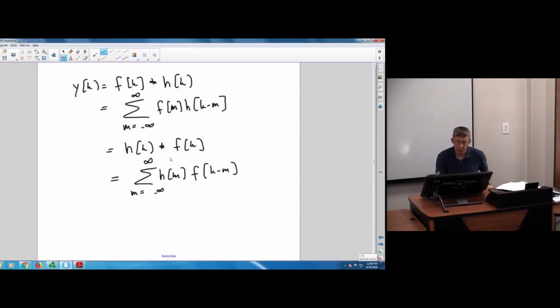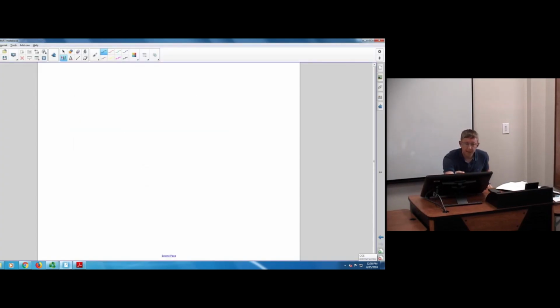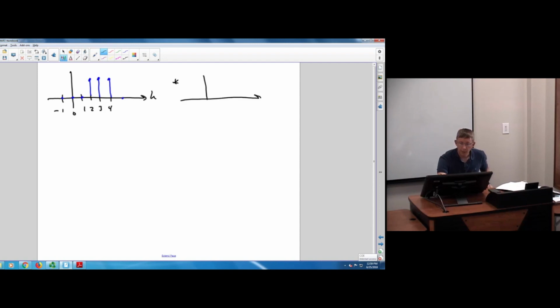Let me draw a little cartoon here. So say we had this signal. Here's K. There's minus 1, 0, 1, 2, 3. Well, let's say I have this signal right here. It's just ones for those 3 values and 0 everywhere else. And let's say I convolve that with an impulse at time 2. So let's say I convolve it with this impulse right there at time 2.